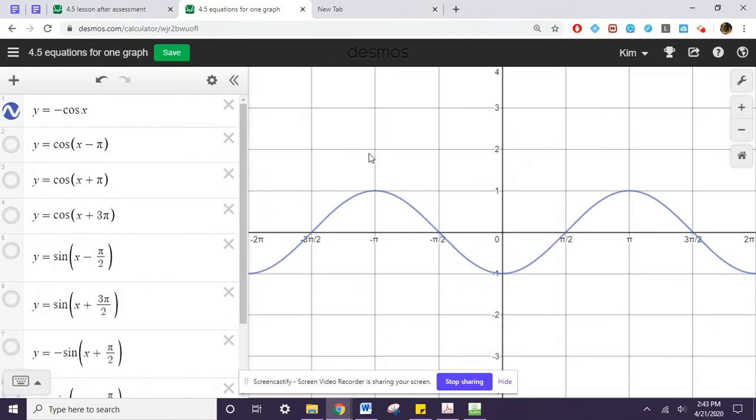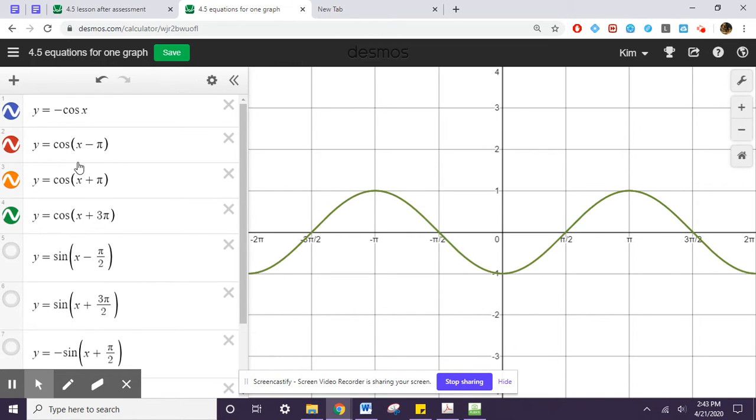Okay, here's some of the correct answers. The first equation that I noticed for this was negative cosine x. So when I looked at that graph, I said it looks like we took cosine and flipped it over the x-axis. But that might not be what you saw. Maybe you looked at it and said it's cosine moved pi to the right. That's the same graph. Or maybe you said it's cosine moved pi to the left. Or maybe you said it's cosine moved 3 pi to the left.